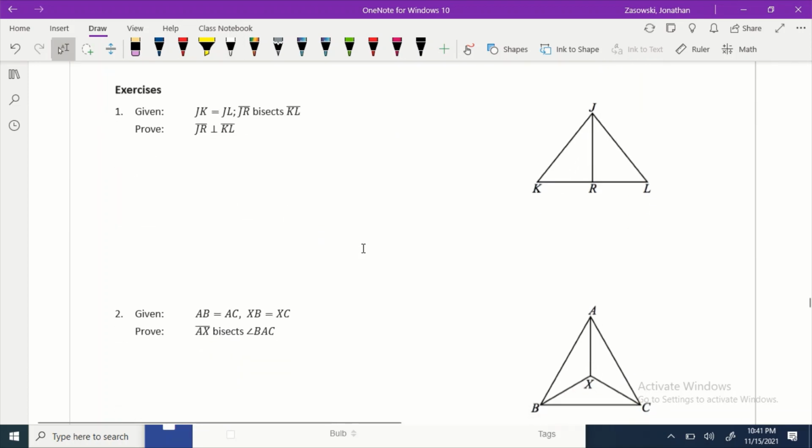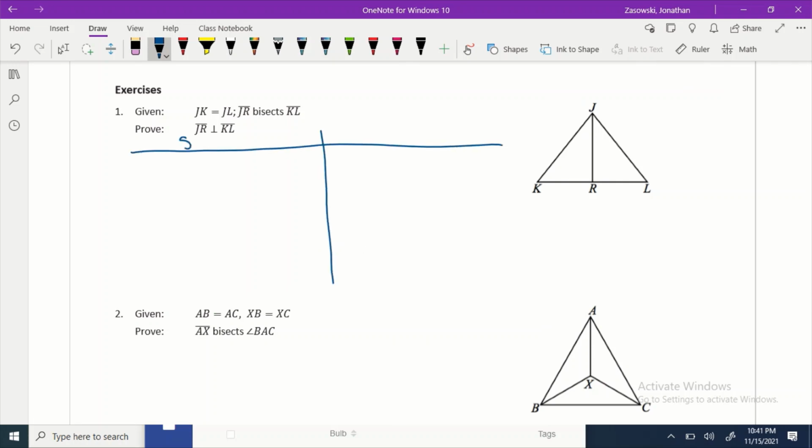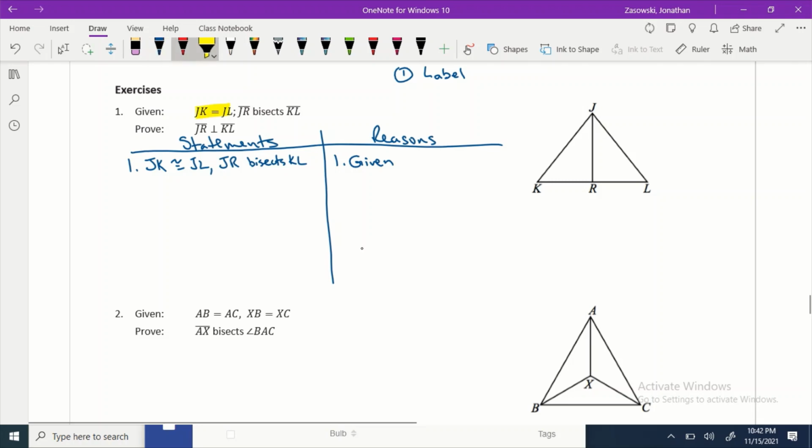Okay, take a look at exercise 1. So same thing, let's start with the T-chart. Now, unlike yesterday, we're actually going to write out the statements and reasons. So statements, reasons. The first one is the given, so JK is congruent to JL, and then JR bisects KL, and this is given. Now remember the things we're going to start with. Number 1, label your figure. So look at your given. Is there anything that we know automatically from the given? Yes, we know that these two sides are congruent, so label it. JK is congruent to JL. Got it.